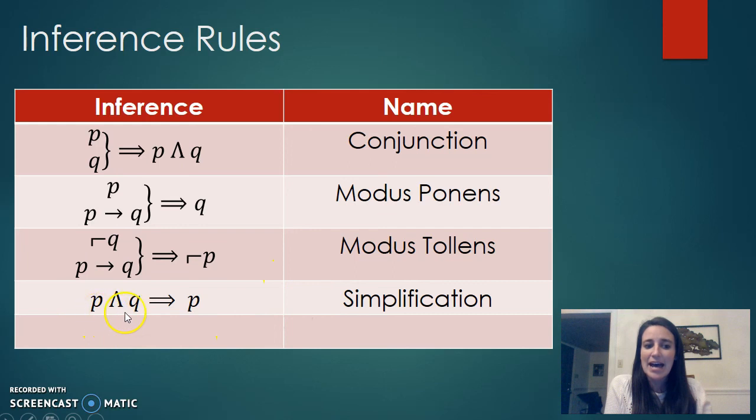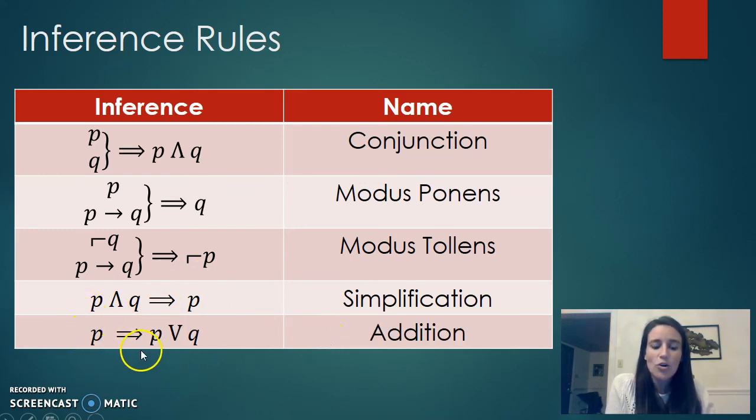Simplification says that if we have an and statement, P and Q, then we can deduce that we have P, one part of the and. And we also have addition. If we have one statement P, we can deduce that we have P or Q. So with simplification, we're starting off with 2 statements combined with an and, saying if we have both, then we have 1. And with addition, we're starting with 1, and we're saying if we have P, then we could have P or something else. So these are the inference rules.